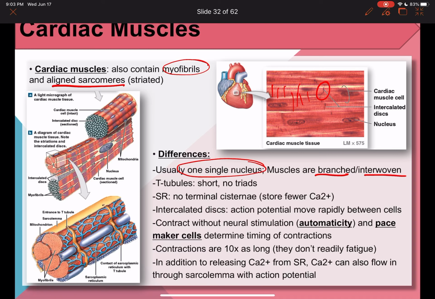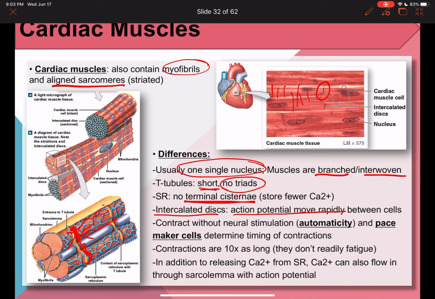There's also their T-tubules, which look a little different. They're usually short with no triads, which means they don't have a terminal cisternae. So that's why you see just these meshes going straight into the T-tubule, versus the enlarged areas we saw in skeletal muscle, because it doesn't have that terminal cisternae within its sarcoplasmic reticulum. Okay, they have intercalated discs for action potentials to move very quickly between your cardiac muscle cells.